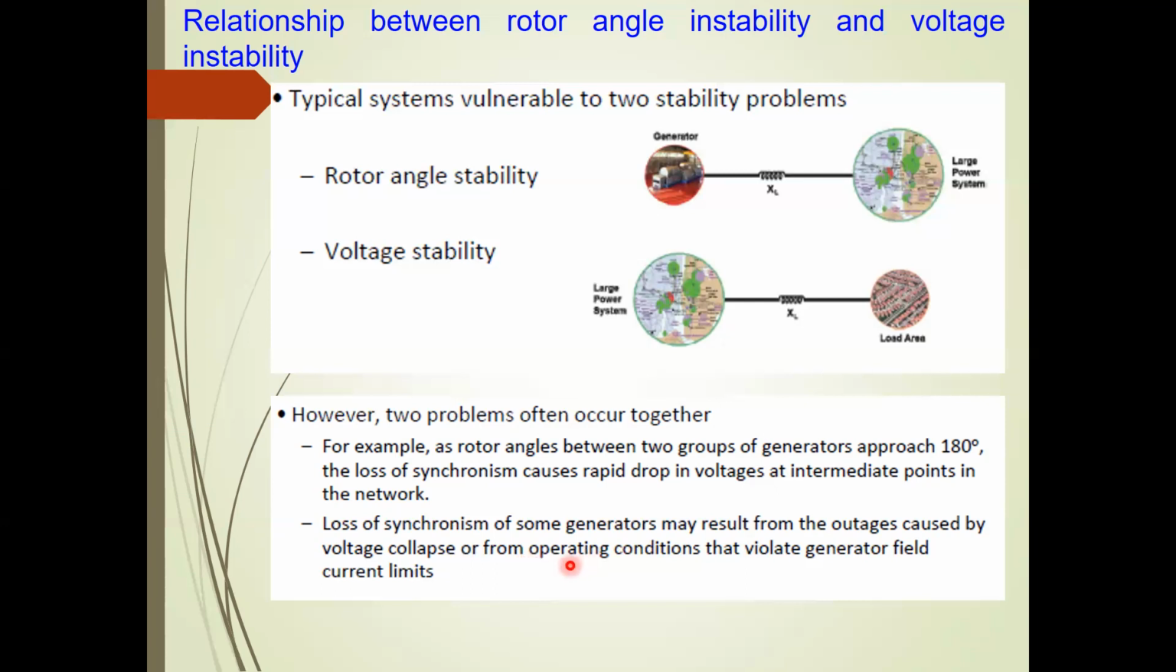So you can't say that instability in the system is just because of one form of instability. In most of the cases we observe that there are two forms of instability occurrence leading to blackout. In most of the cases, most of the examples.